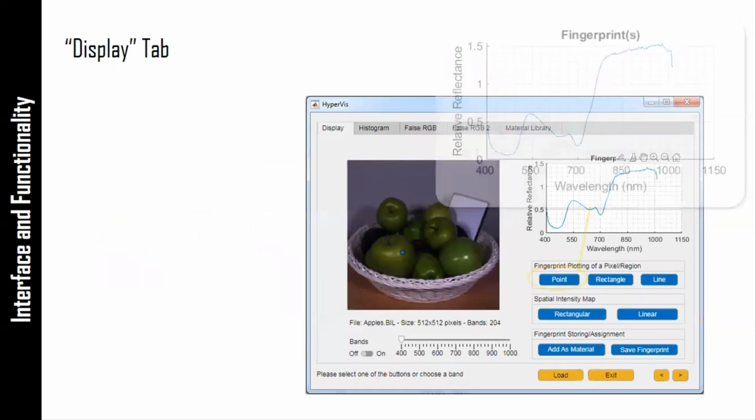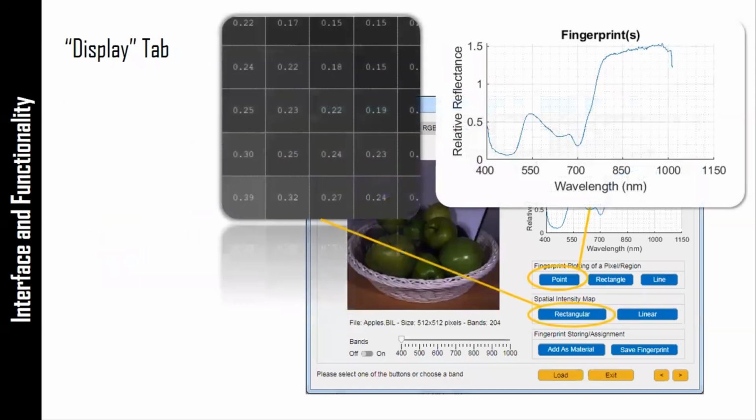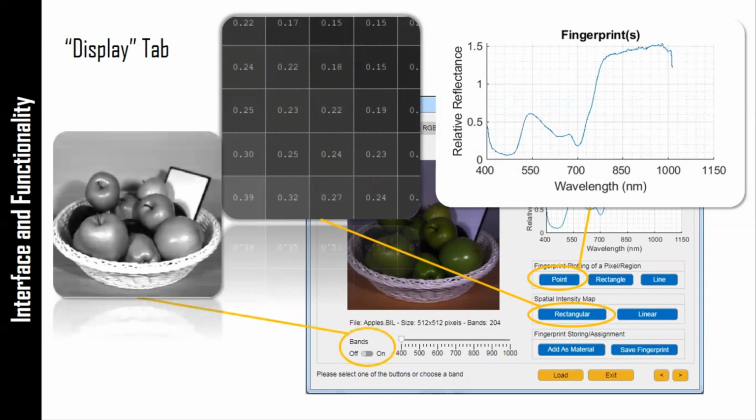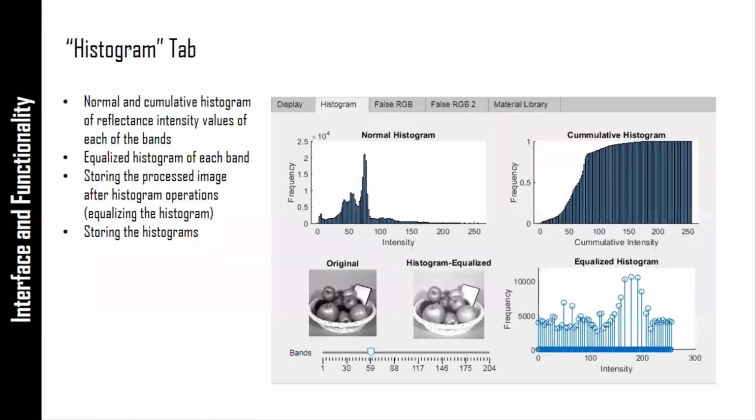As you see in the display tab, we could extract the fingerprint of a point or a set of points. We could get the intensity map, which is a map of the intensity values of the pixels. And also we could get the image which corresponds to a specific band of a hyperspectral image. In this tab, we could also save the fingerprint and add a point or a fingerprint of a point as a new material, so it could be used for classification purposes later on.